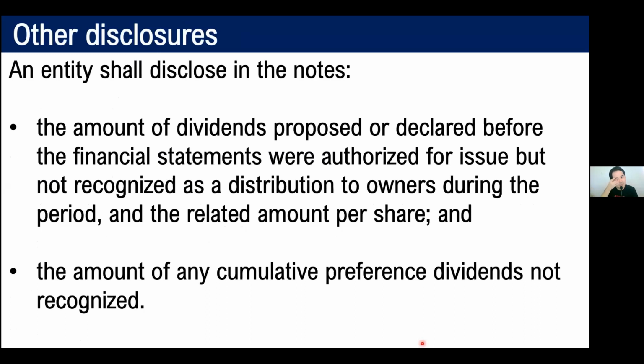Okay. Ito daw po yung mga other disclosures na nire-require ng standard na dapat makita. Amount of dividends proposed or declared before the FS were authorized for issue but not recognized as a distribution to owners. O, teka, padaliin natin. Di ba December 31? Tapos, meron tayong date ng authorization of FS issuance. Ito yung December 31, end of accounting period mo, nandyan po lahat ng transactions mo, cut-off mo, di ba? Pero meron tayong events after the reporting period before the issuance of the FS.